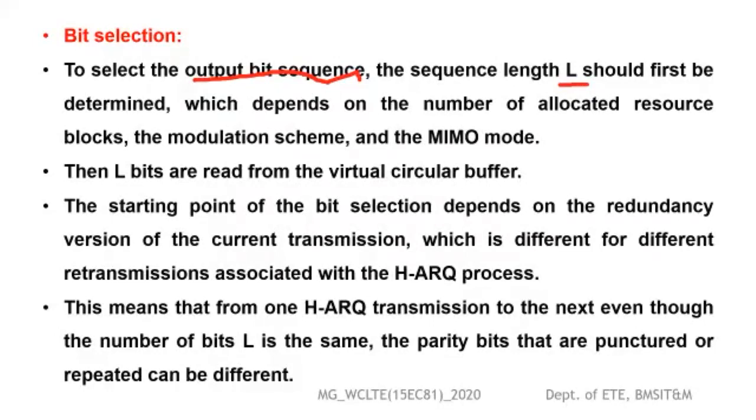Then L bits are read from the virtual circular buffer. The starting point of the bit selection depends on the redundancy version of the current transmission, which is different for different retransmissions associated with the hybrid ARQ process. So from one hybrid ARQ retransmission to the next, even though the number of bits is the same, the parity bits that are punctured or repeated can be different. This is what is done in bit selection.